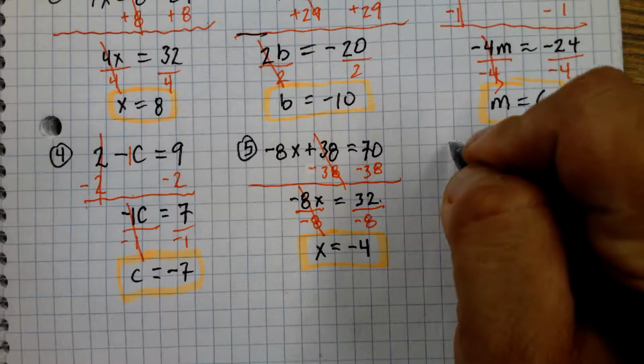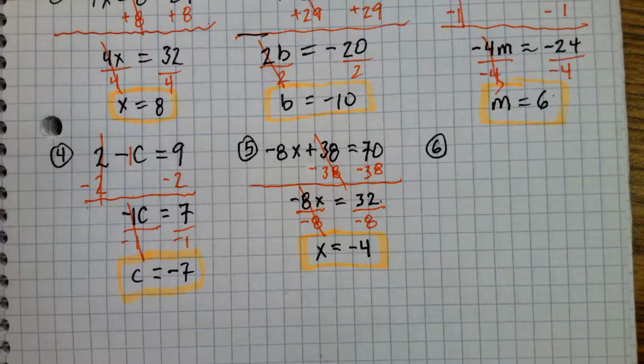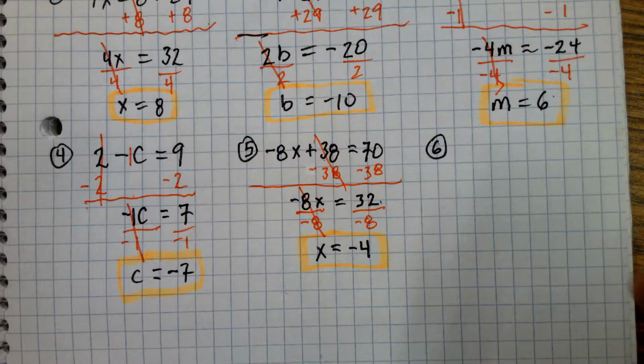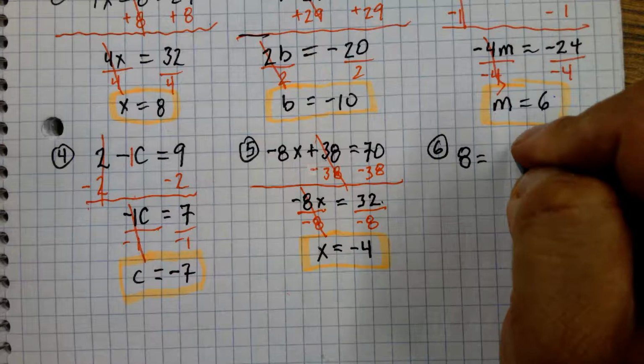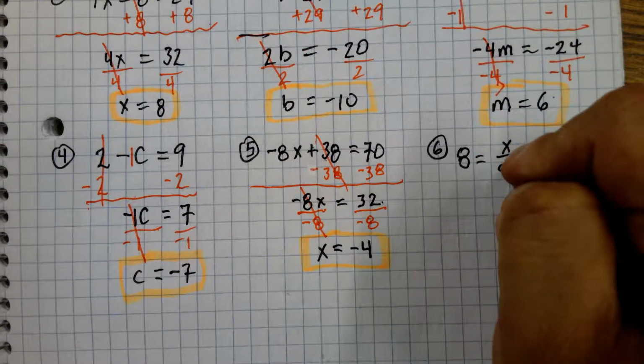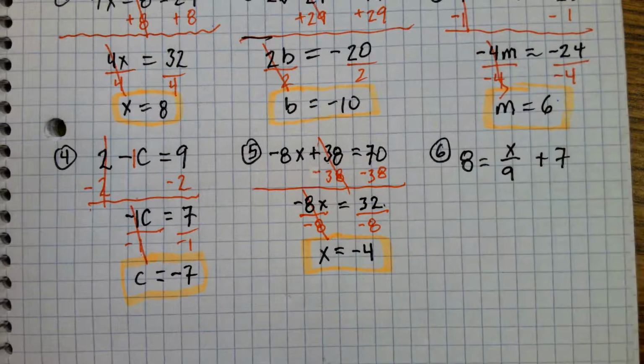Okay, we still have a couple more to do, guys, so let's go ahead and focus on this. Number 6. Quiet now. 8 equals x divided by 9 plus 7. Okay?